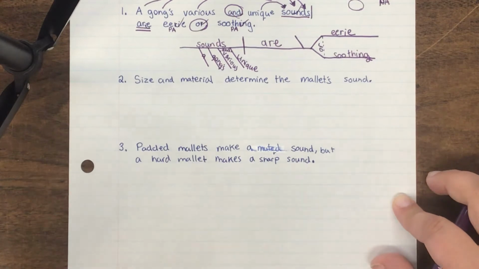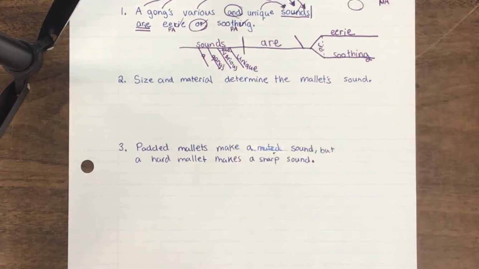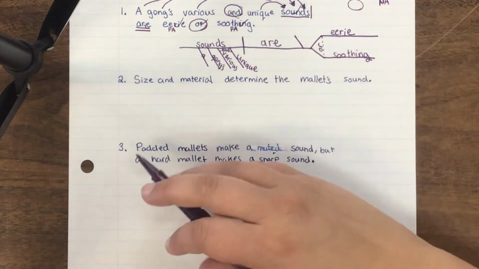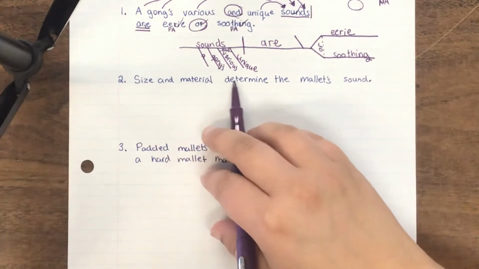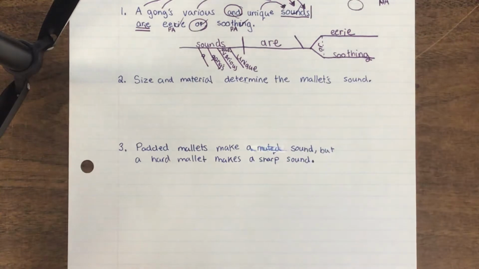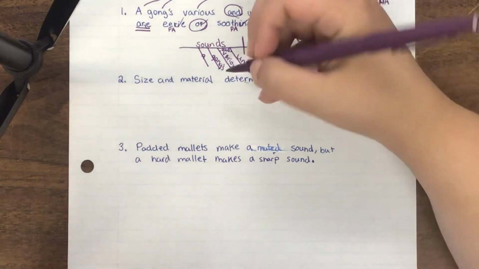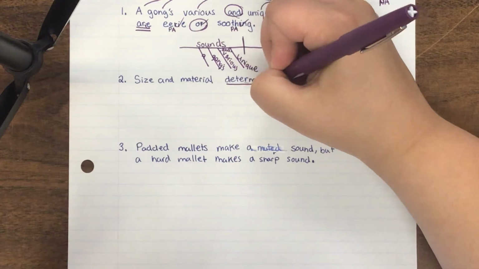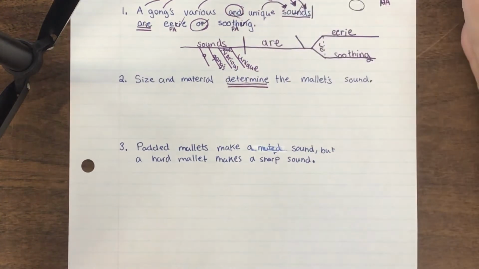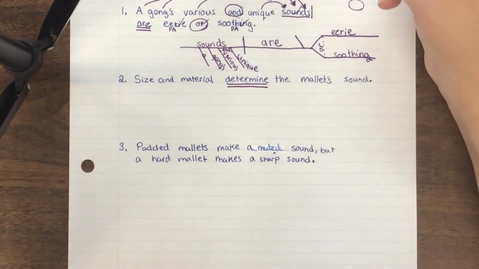Let's take a look at our second sentence. We're doing the same thing. We're using all of the same things to mark our sentences, just a different sentence. So, size and material determine the mallet's sound. First thing I do is I figure out what that verb is going to be. Yep. So there we go. Determine is my verb. That's a bit of a tricky one to find too because it's a bigger word, but there it is.